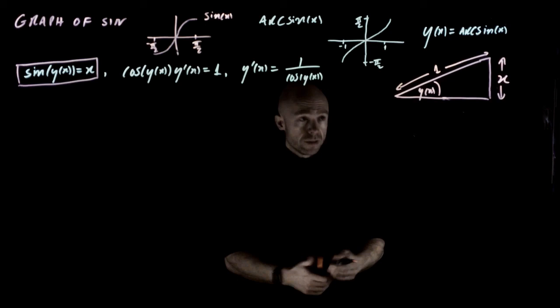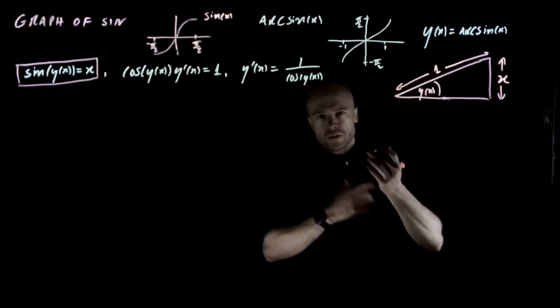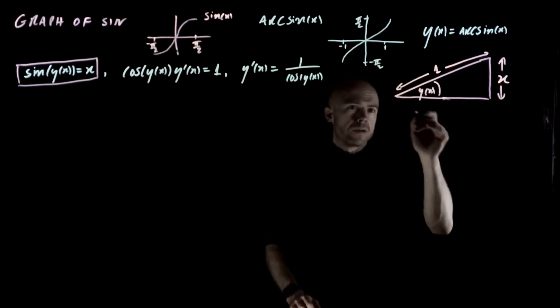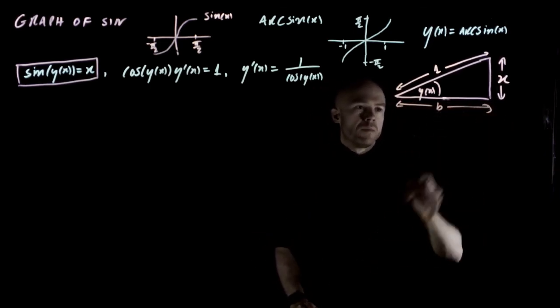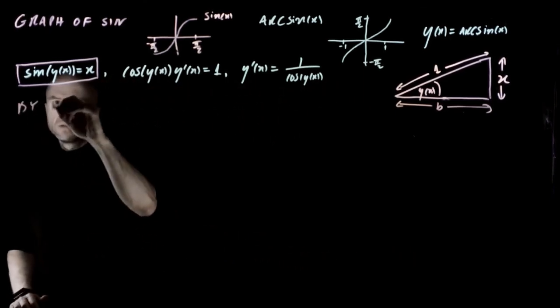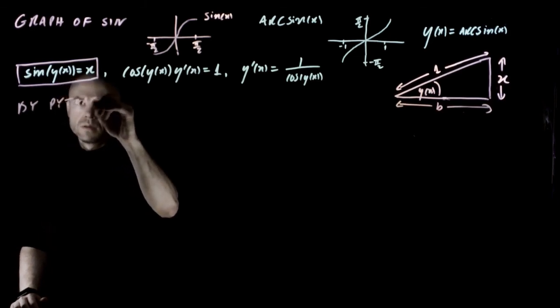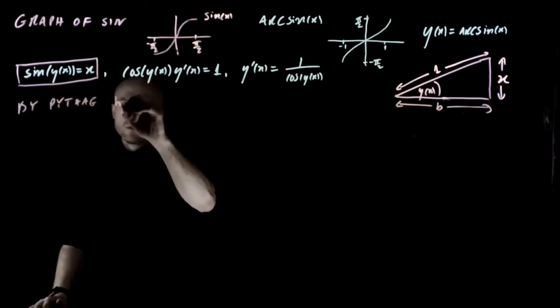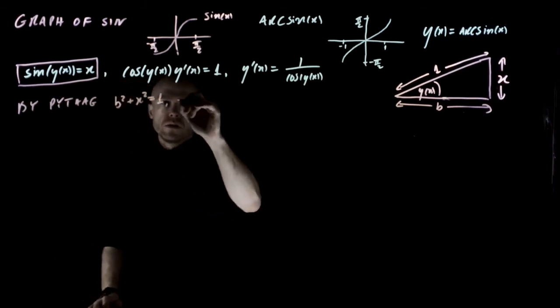Cool. Once we've done that, we're very happy because we can figure out everything about a right-angled triangle if we know just two of the sides, just by Pythagoras. So look, if we set this to be b, then by Pythagoras we know that b squared plus x squared is equal to 1. Solve for b.